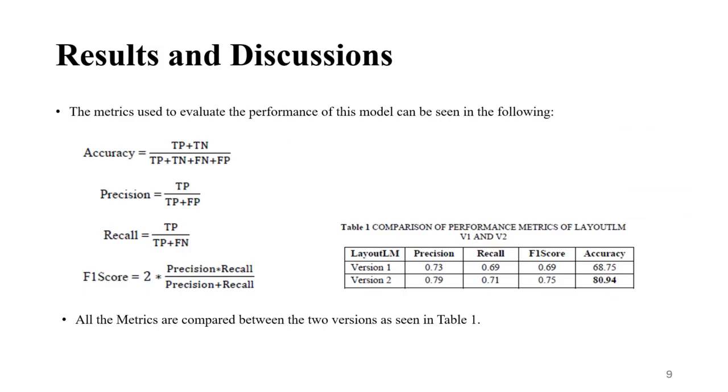Now, when we talk about the results and discussions, the metrics used to evaluate the performance of this model can be seen in the following. It consists of accuracy, precision, recall, and F1 score. All the metrics are compared between the two versions as seen in table 1.